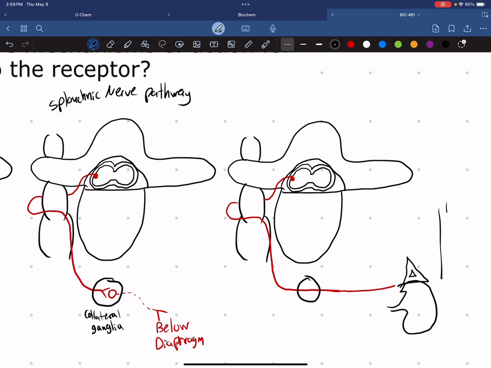And so here we have a blood vessel. And what happens is this neuron will come in here and synapse in the adrenal gland, which will then release the neurotransmitter epinephrine into the bloodstream. And so this pathway is called the adrenal medulla gland pathway.